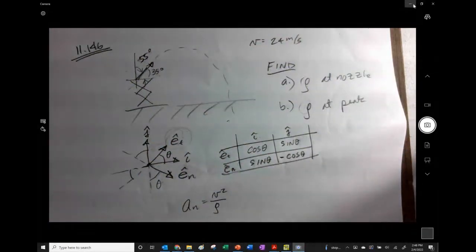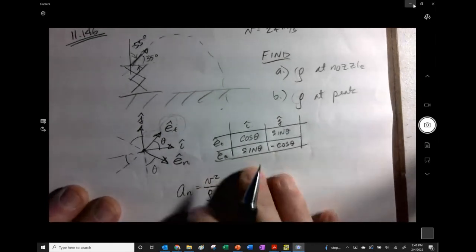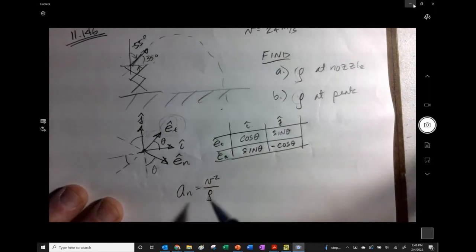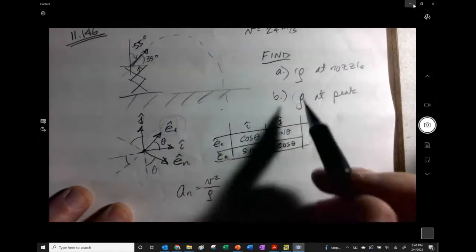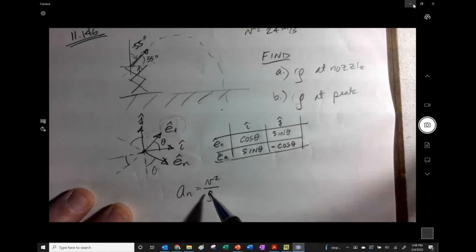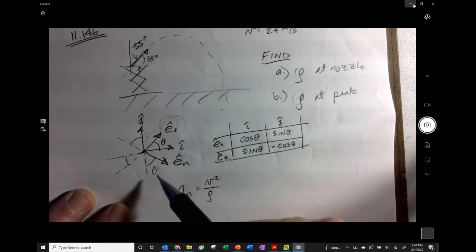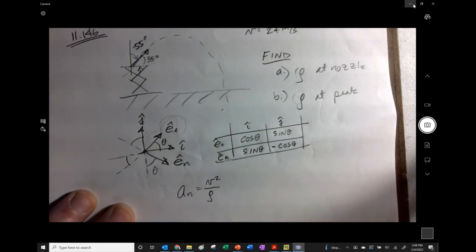It's not in Beer-Johnston, but they are in some books. I did provide it in class, but I haven't done an example with it, and you don't necessarily need it for the radius of curvature. So really the only thing we have available to us and on our equation sheet is that the radius of curvature is related to the acceleration in the normal direction. So how would I find the acceleration in the normal direction here?